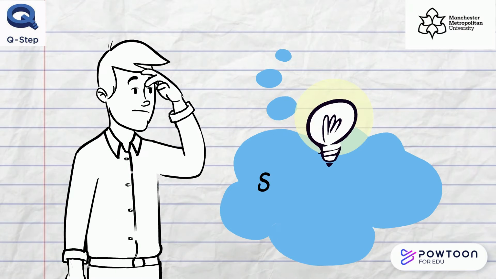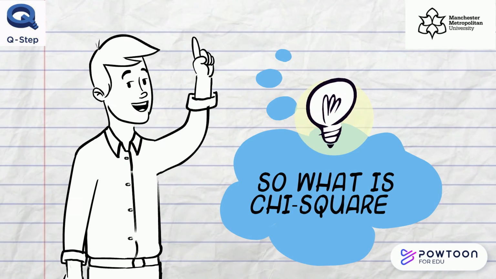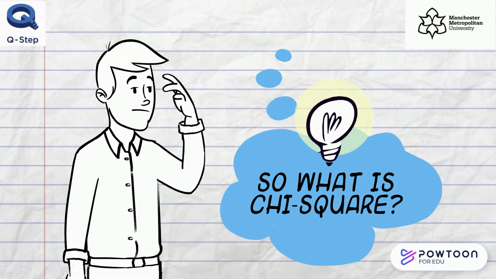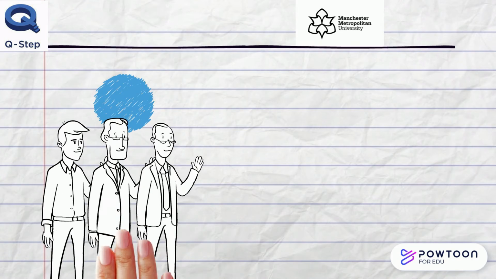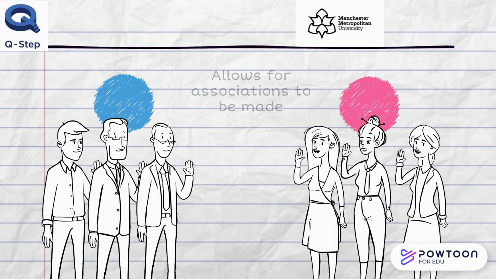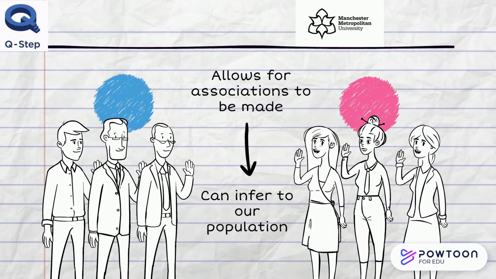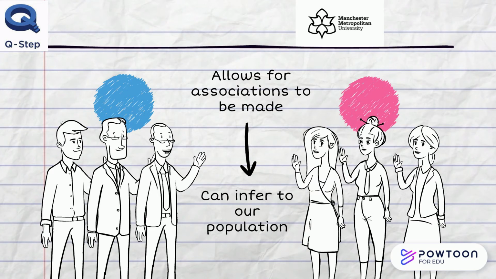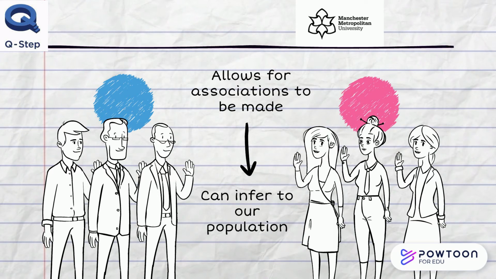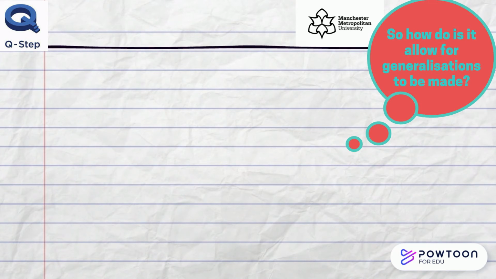So what do we mean by chi-square? Let's take a look and find out. Chi-square is a test of association and allows generalizations to be made about populations. For example, by performing a significant chi-square test, we can say that there is a gender difference in who buys cosmetics. And with crosstabs, we can say women are more likely to buy cosmetics at 60% compared to 40% of men. So how does chi-square allow us to infer the population?